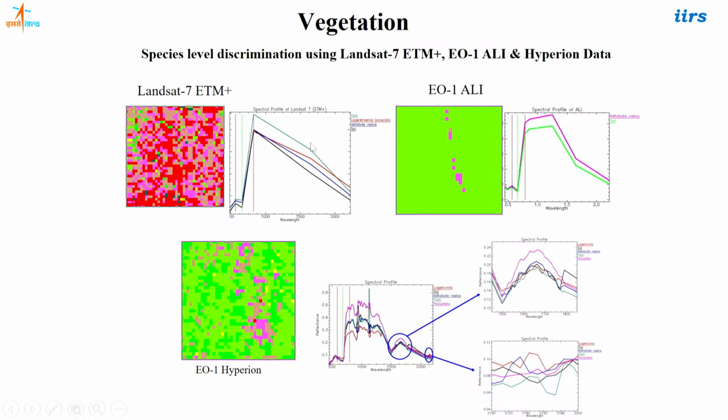In this, you can see the spectral reflectance curves are more or less similar. And in the case of hyperspectral, we highlighted certain wavelength ranges to see whether there is variation between the spectra of different features or not. And we can clearly see there is a difference, and because of that the species level classification was possible in Hyperion data.